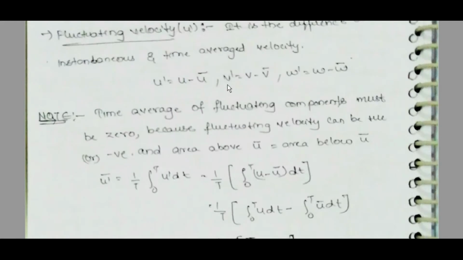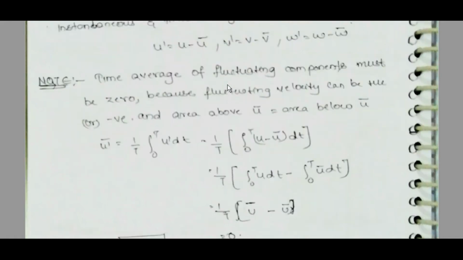Time average of fluctuating component must be 0 because fluctuating velocity can be positive or negative, and area above u bar is equal to area below u bar. u prime bar is equal to 1 by T integral u prime dt. Finally, this is u bar and this is also u bar. It will be equal to 0. u prime bar is equal to 0.